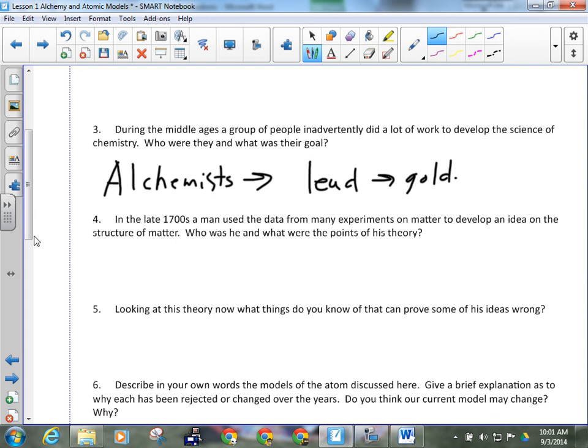Okay. 1700s, a man used the data from many experiments on matter to develop an idea on the structure of matter. Who are we looking at? Quinn? Dalton, right. Okay, and in science, most of the time it's acceptable to just use a person's last name. Okay, if you remember his first name was John, that's great, but you don't have to. So, what were the points of his theory? First point is, right, in fact, not just elements, all matter is made up of tiny, indivisible particles. Okay, so point number 1 is about, okay, tiny particles.